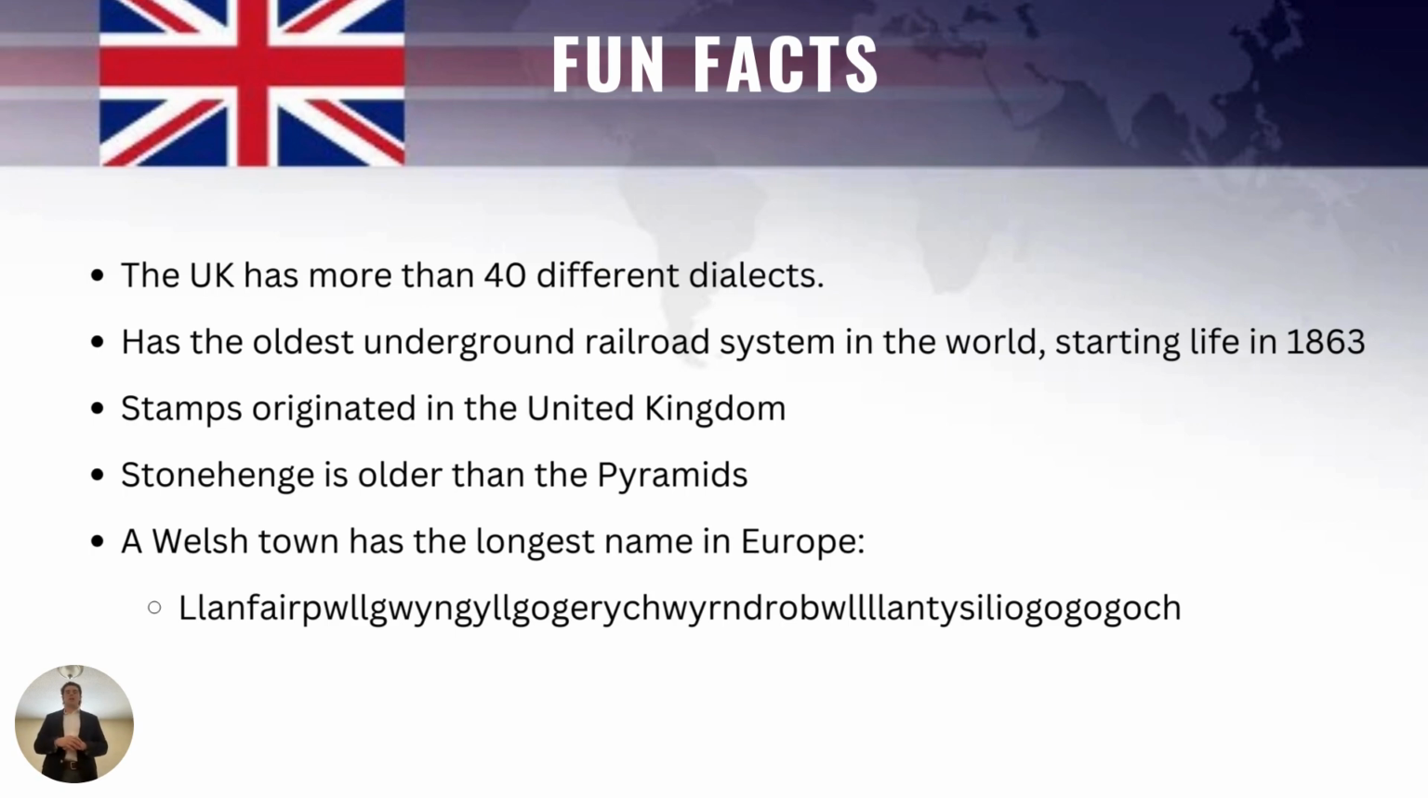And then it also has the oldest underground railroad system in the world, which started in 1863. Stamps started in the United Kingdom. Also, Stonehenge, which is a historical site. Many people believe it to be built as a graveyard. It is actually older than the pyramids, which is interesting. And then, last but definitely not least, a Welsh town has the longest name in Europe. Clearly, it's very long. I tried to look up how to pronounce it. I couldn't get it. You can take a crack at it if you'd like.